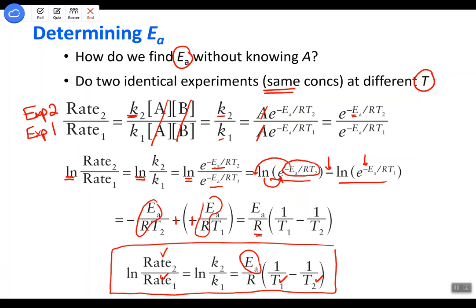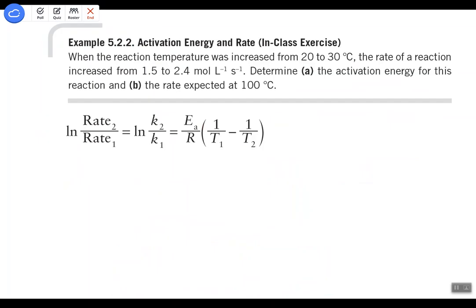Or, if we know the activation energy, we can predict forward to another temperature where we may not have done an experiment yet. So let's see how we can apply this. When the reaction temperature was increased from 20 degrees Celsius to 30 degrees Celsius, the rate of the reaction increased according to these values as well. Part A asks us to determine, well, what is the activation energy for this reaction? And we'll leave part B for the next slide.